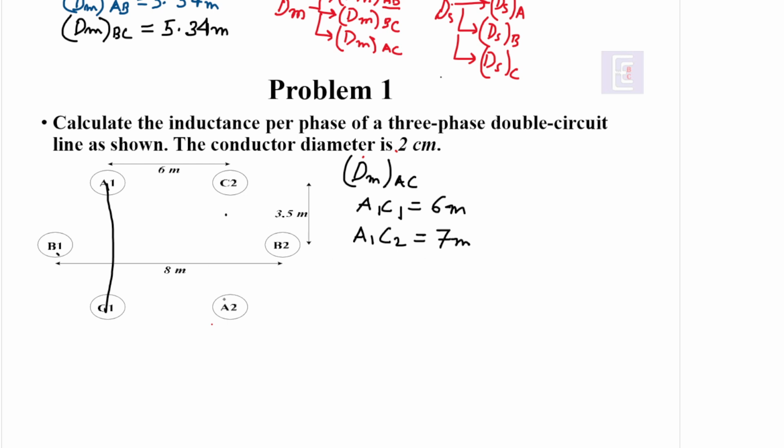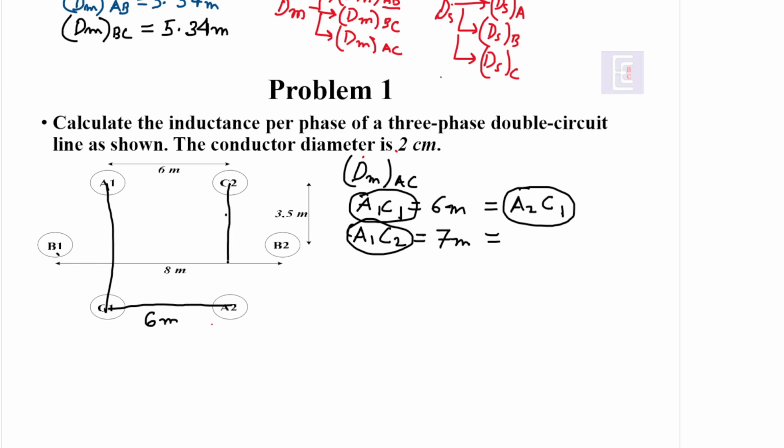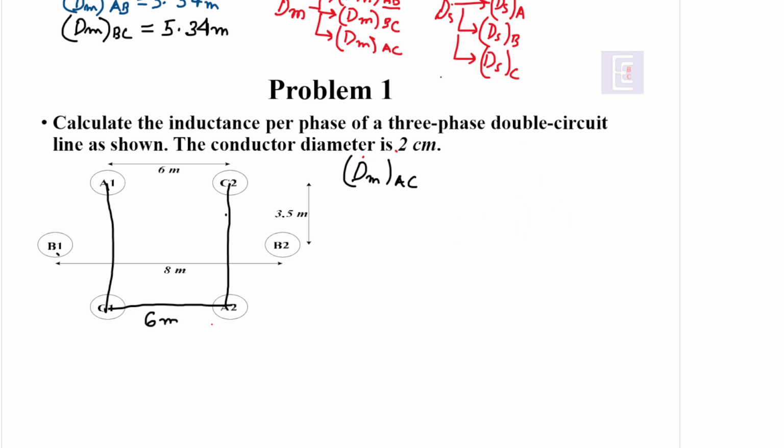Third we have A2C1, which is equal to 6 meter. So I am writing here A2C1. So we have A2C1, A1C1, A1C2, and finally we will have A2C2. Sorry, I think I have made one mistake.